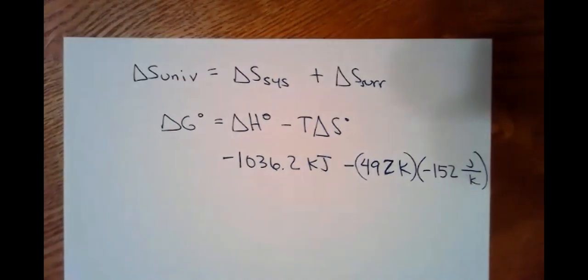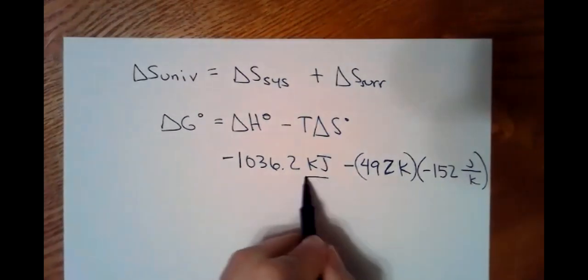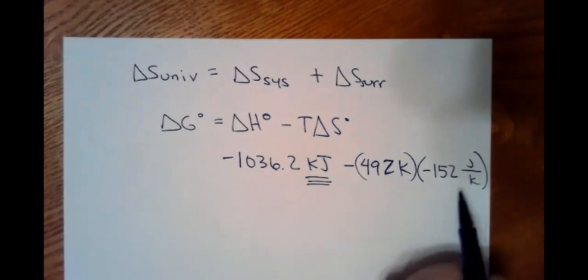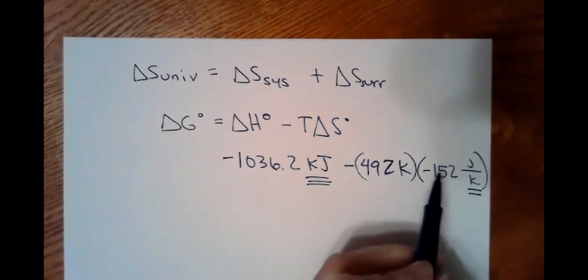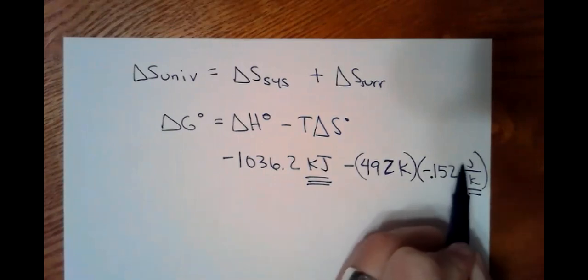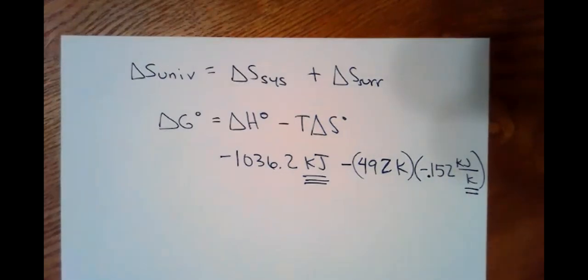Uh-oh, I have a problem, don't I? This delta H is in kilojoules. This S is in joules. It does not matter which you convert to what, but they must be in matching units, joules or kilojoules, in order to add together. So I'm going to put a little decimal right there and make my S into kilojoules.